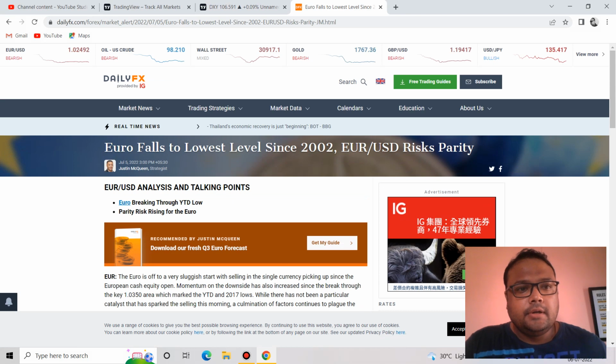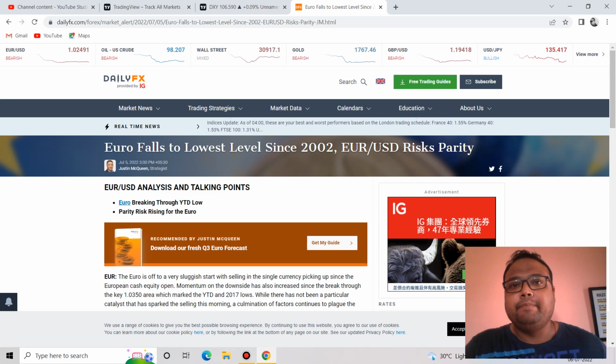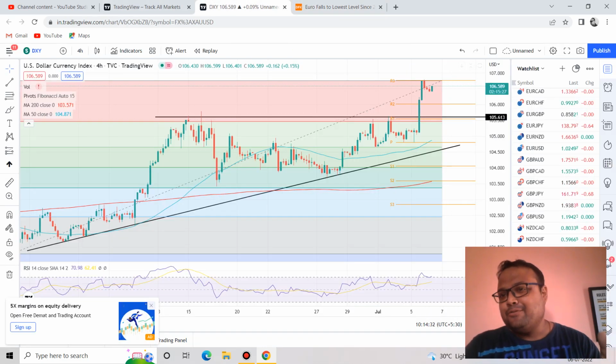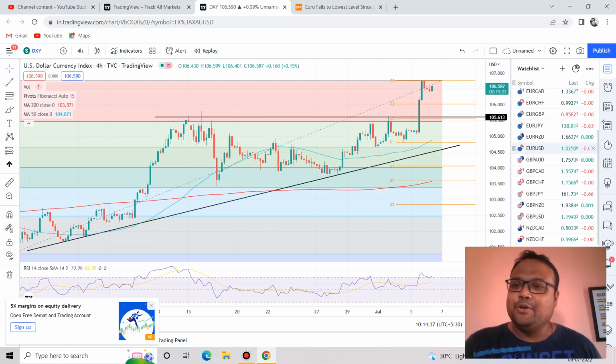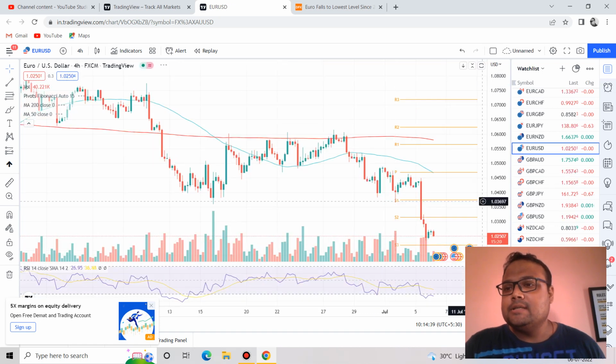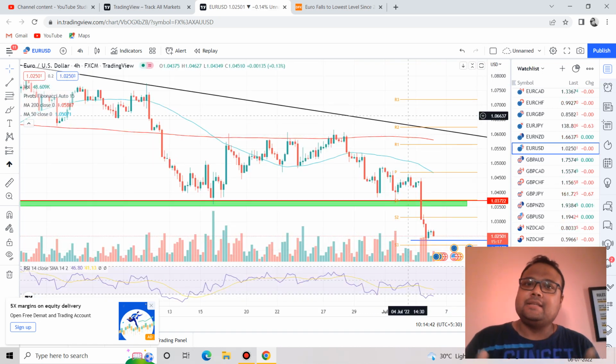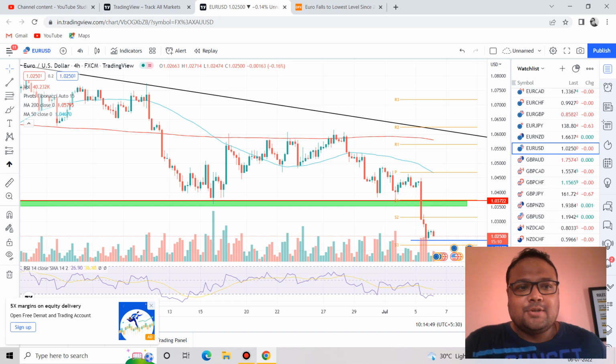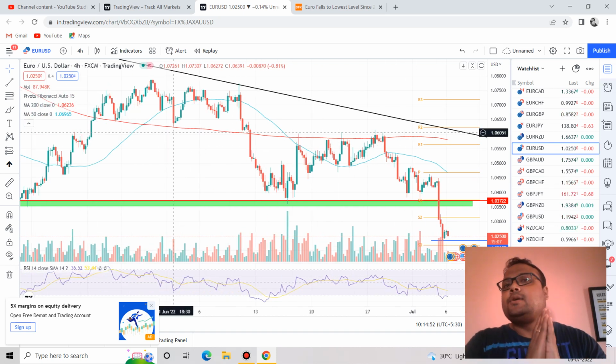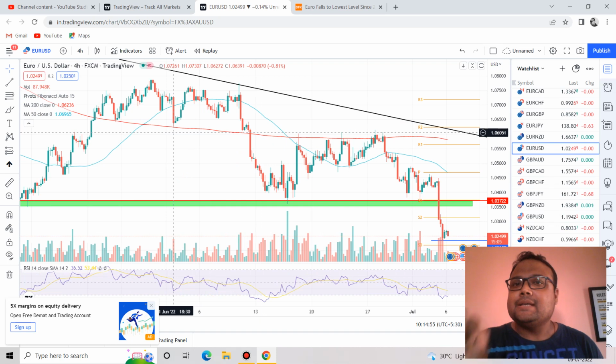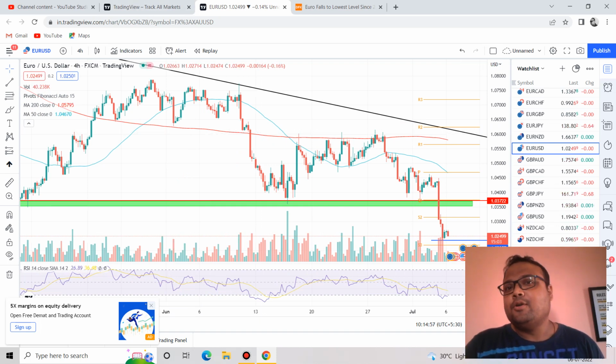See, Euro falls to lowest level since 2002. Euro USD disparity. It means that there is a fear in the market that Euro USD will fall to 1.000. Right now Euro USD is trading at 1.0250. So there is a possibility that Euro USD may fall to 1.000 as well. My God. So considering all the factors here, the best thing right now is to follow the trend.